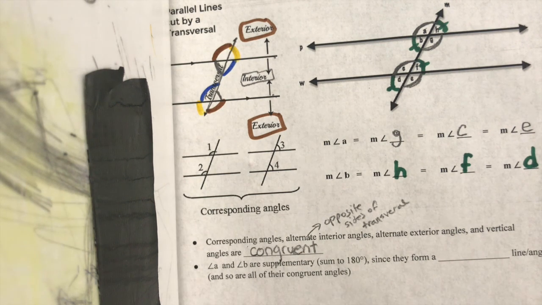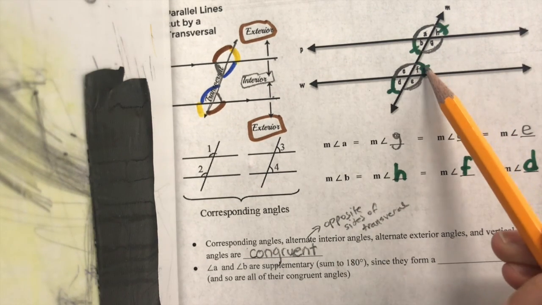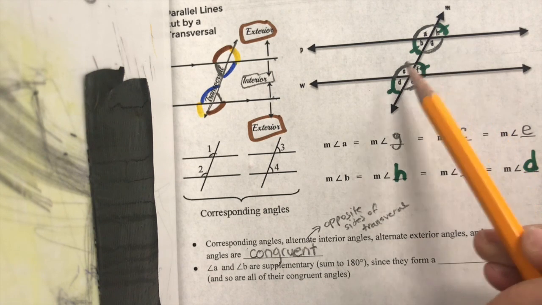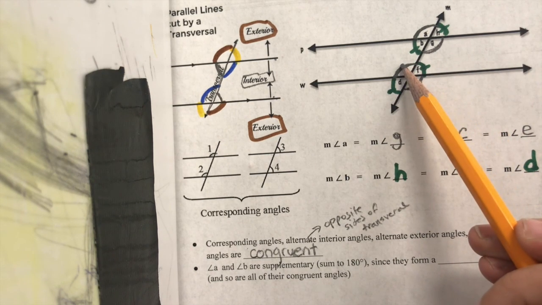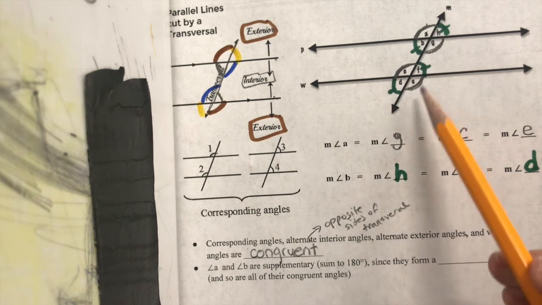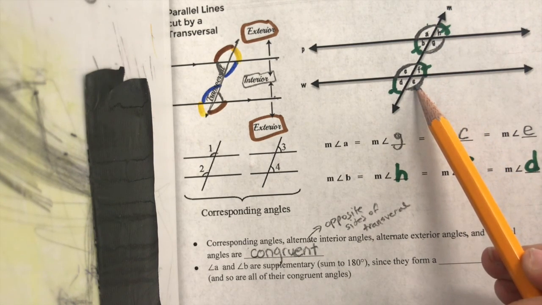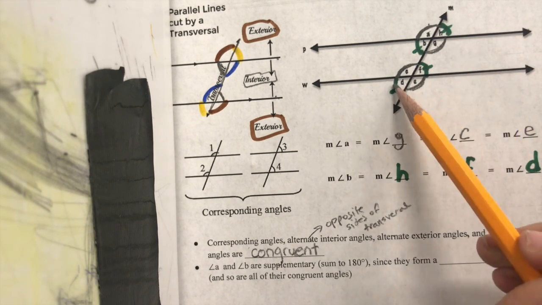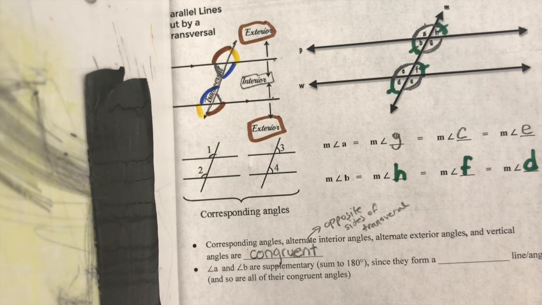And what you'll see, what happened naturally in there, is that we had alternate interior angles, B and F. Those are the same. G and C, those are the same. And alternate exterior angles, A and E, those are congruent. Those are the same. And H and D, those are congruent. Those are the same. Those are all the same. Okay, they all have the same measure.